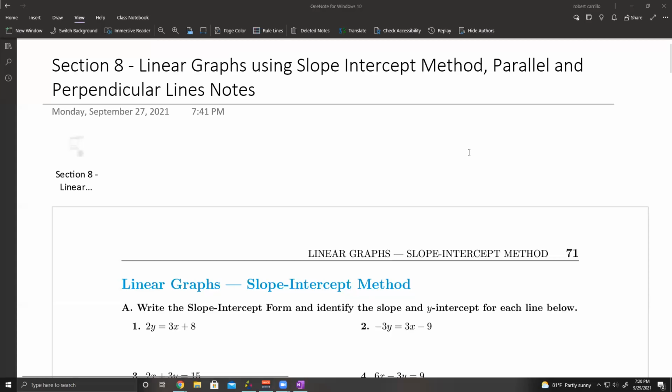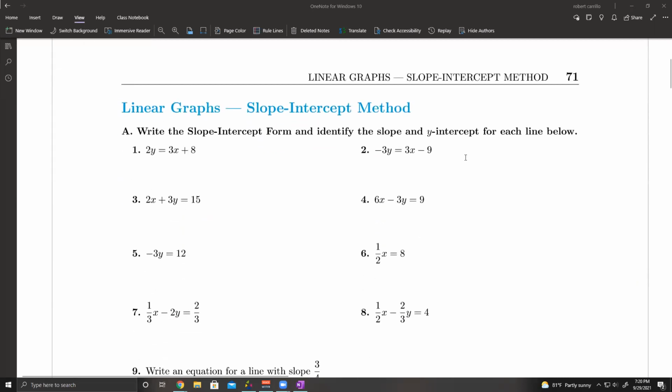Let's do this. So section 8, linear graphs using the slope-intercept method. Last class we did the X and Y intercepts. This class we'll do the slope-intercept method, and I showed you that formula. What is that slope-intercept formula again? Y equals what? Y equals mx plus b.